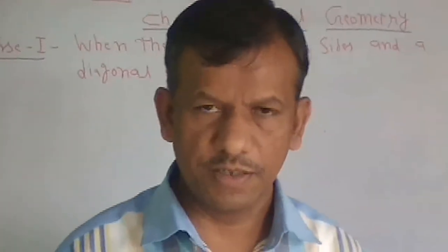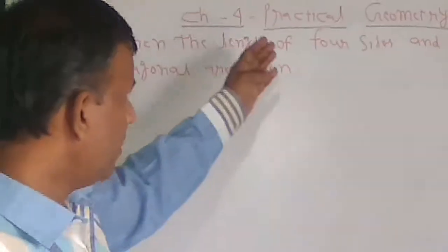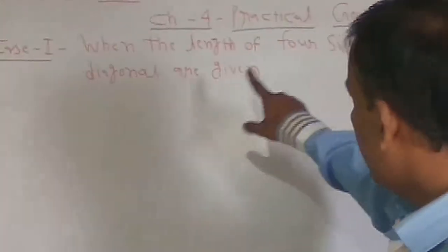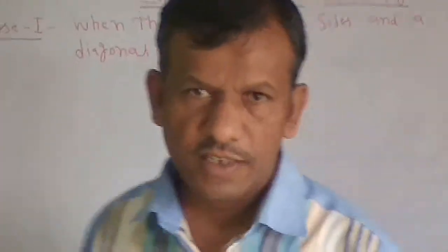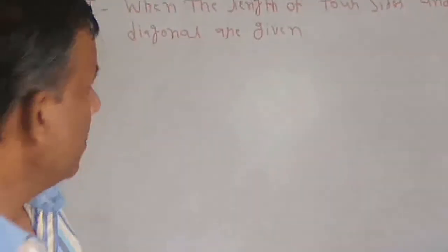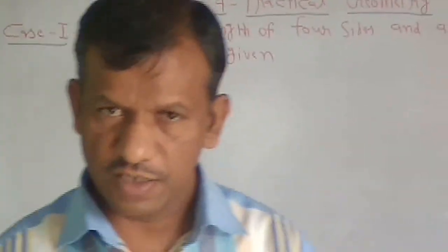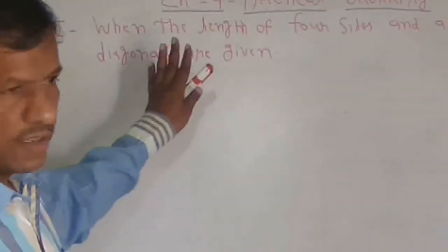Chauhan Coaching Classes. Today we are going to start chapter number 4 and the name of this chapter is Practical Geometry. Today we are going to discuss the case number 1 when the lengths of 4 sides and a diagonal are given. In this case, the measurements of 4 sides are given and 1 diagonal is also given. So we are trying to construct a quadrilateral on the basis of these given measurements.